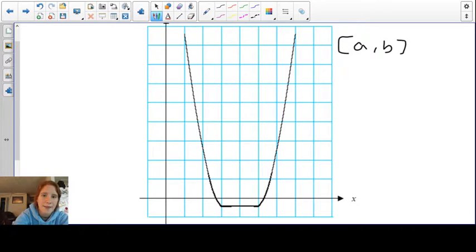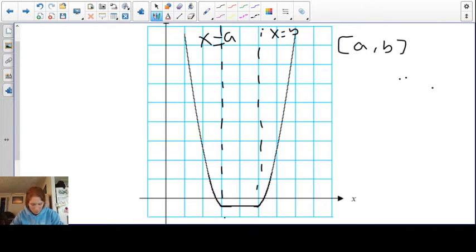So let's say a is this line. So that's where x is equal to a. And this other line is where x is equal to b. So we're just looking at some interval or some frame space.